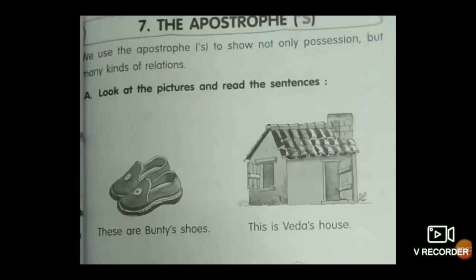So children, I hope all of you understood the grammar point of the apostrophe. Now all of you open page 23 in our grammar book. Lesson 7, the apostrophe. Here we can see some pictures on screen. We will read them out one by one. Look at the pictures and read the sentences.